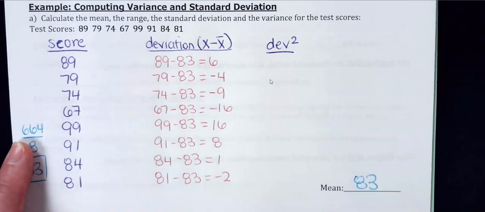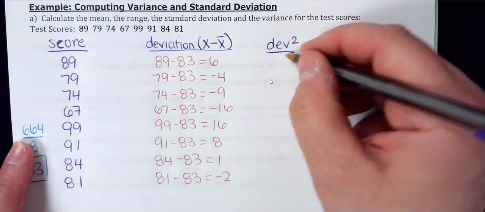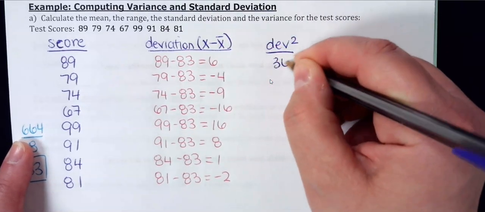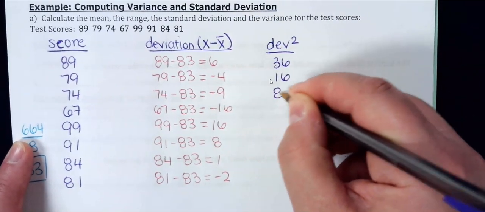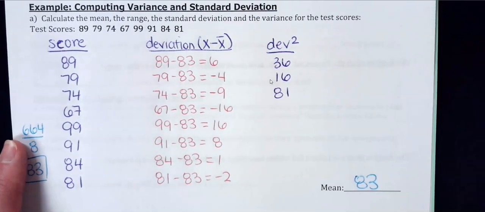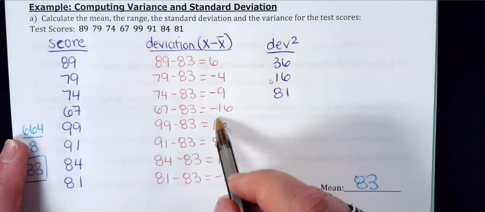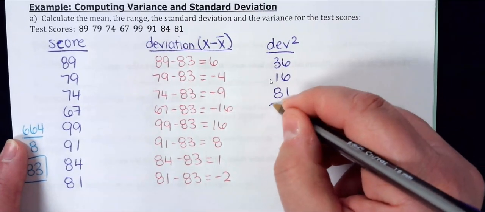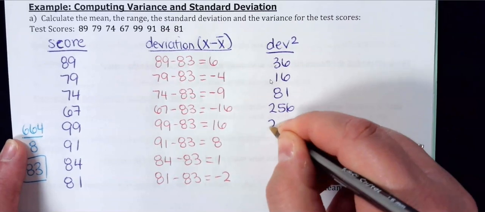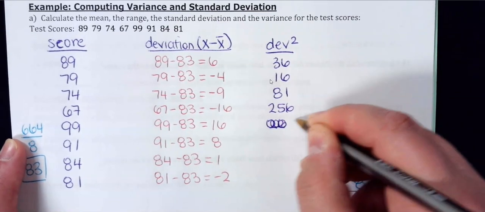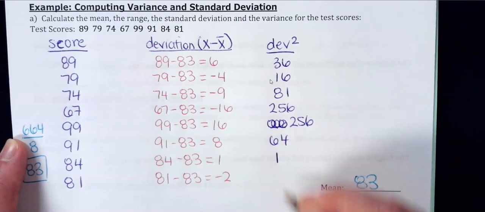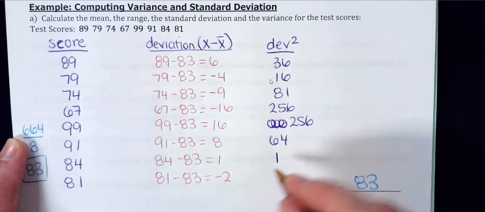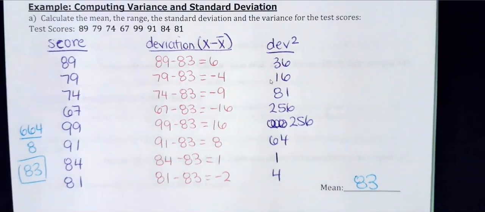Okay, so I'm just going to write these deviations squared down. So 6 would turn into 36, negative 4 would turn into 16, negative 9 would be positive 81. You guys may or may not know 16 squared, but 16 and negative 16, both of those squared, are 256. Oh my goodness, I can't write. 256. 8 squared, 64. 1 squared, don't put 2, it's just 1. And negative 2 squared is 4.